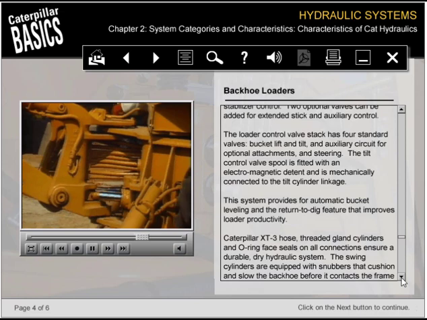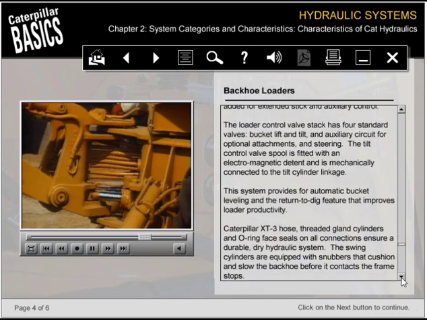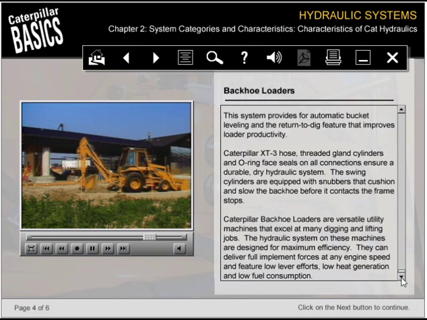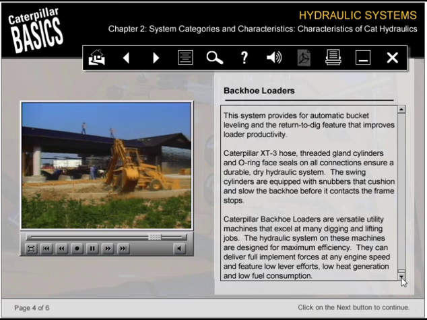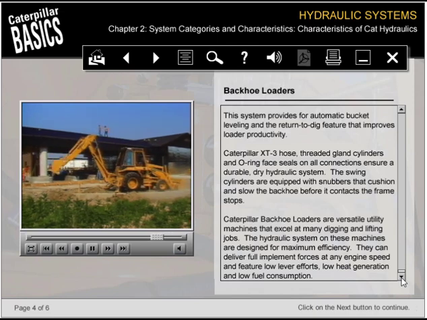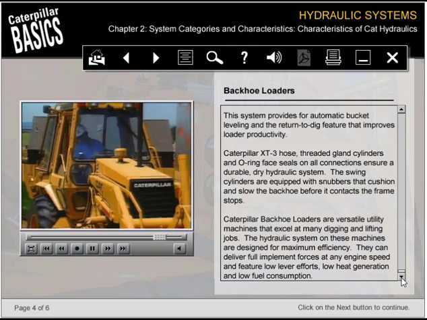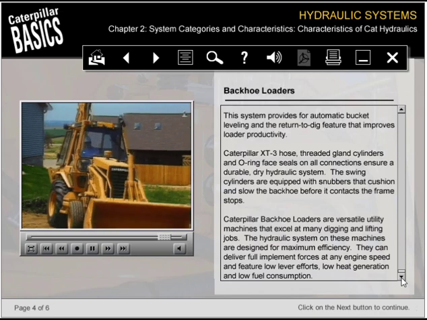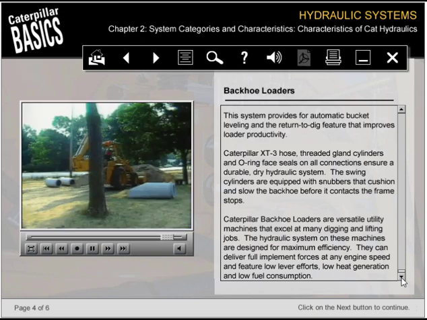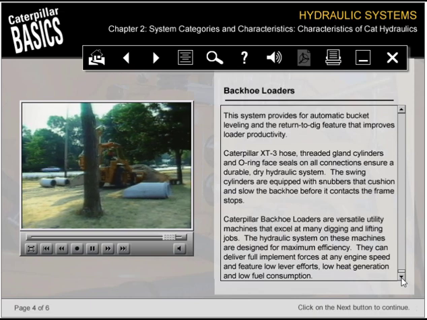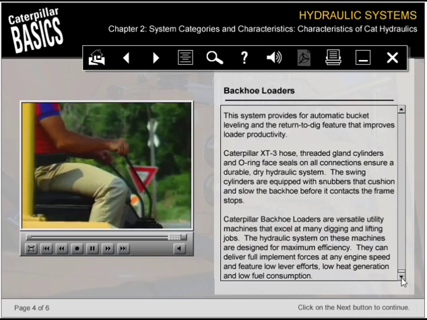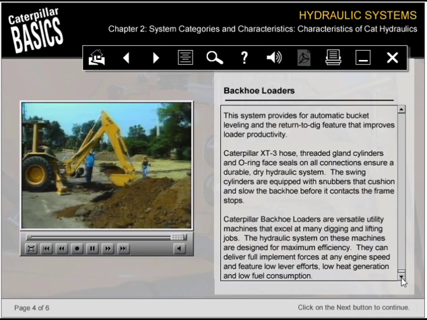Caterpillar XT3 hose, threaded gland cylinders, and O-ring face seals on all connections ensure a durable, dry hydraulic system. The swing cylinders are equipped with snubbers that cushion and slow the backhoe before it contacts the frame stops. Caterpillar backhoe loaders are versatile utility machines that excel at many digging and lifting jobs. The hydraulic systems on these machines are designed for maximum efficiency. They can deliver full implement forces at any engine speed and feature low lever efforts, low heat generation, and low fuel consumption.